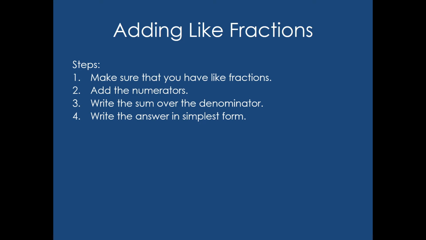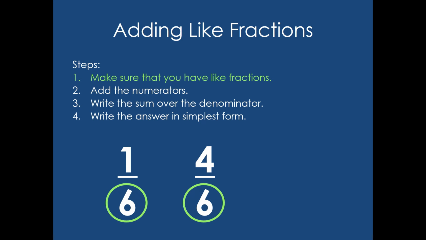We have an example: 1 over 6 and 4 over 6. First step, make sure that you have like fractions. In our example, our denominator is the same, which is 6. Second step, add the numerators. We are going to add 1 and 4, which are the numerators. 1 plus 4 is equal to 5.